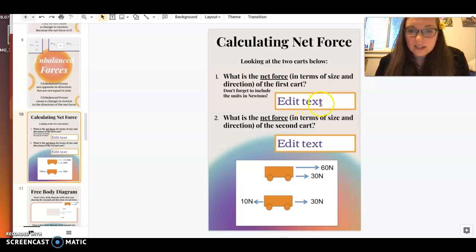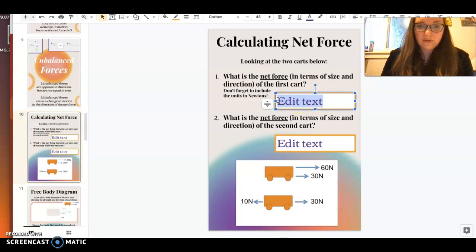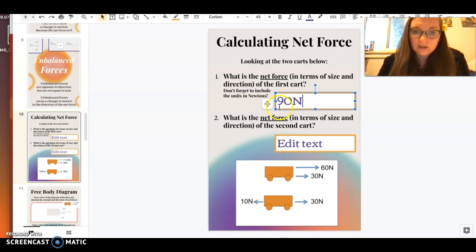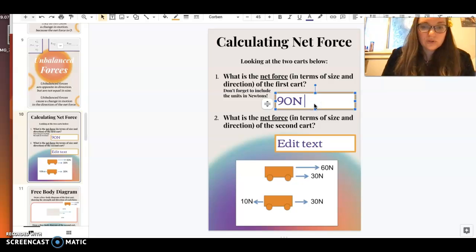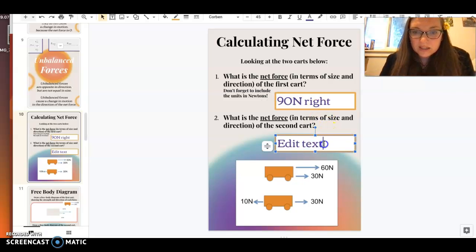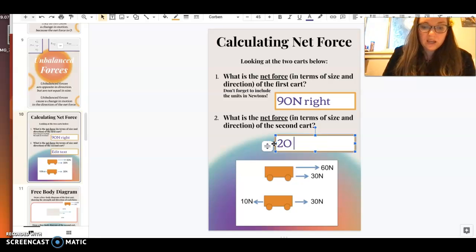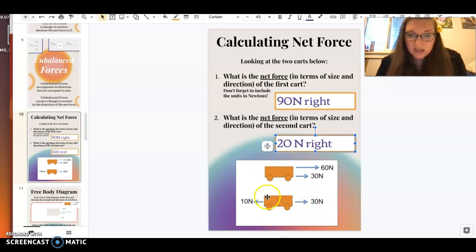So if we're going to calculate the net force here, that first cart has a force of 90 newtons to the right. The second cart has a net force of 20 newtons to the right, because there's 10 newtons working against those 30 newtons. So you get the net force of 20 newtons.